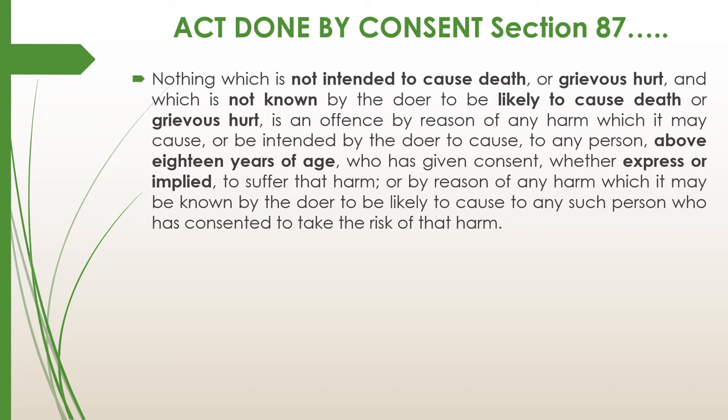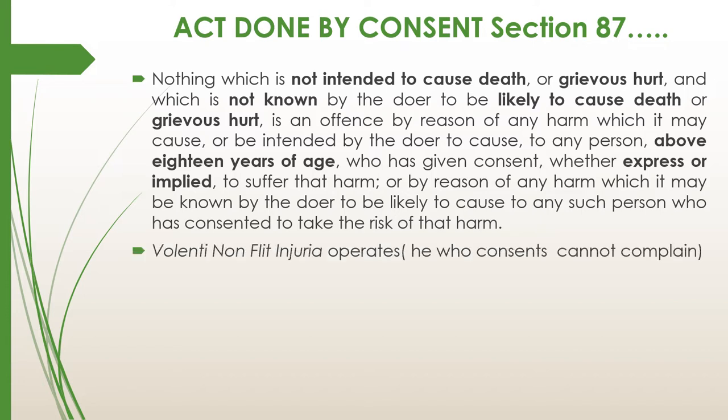Section 87 deals with an act done by consent, which says that nothing which is not intended to cause death or grievous hurt, and which is not known by the doer to be likely to cause death or grievous hurt, is an offense by reason of any harm which it may cause or be intended by the doer to cause to any person above 18 years of age who has given consent, whether expressed or implied, to suffer that harm, or by reason of any harm which it may be known by the doer to be likely to cause to any such person who has consented to take the risk of that harm. Section 87 is based upon the maxim volenti non fit injuria, which means he who consented cannot complain.